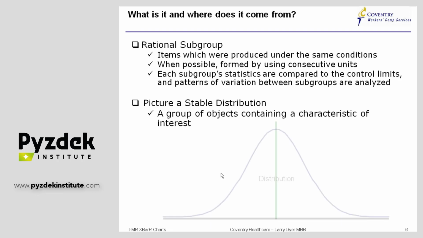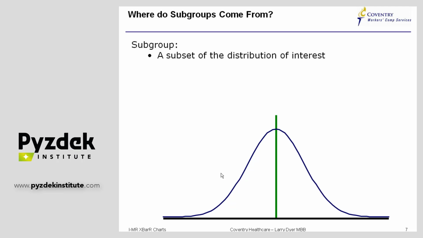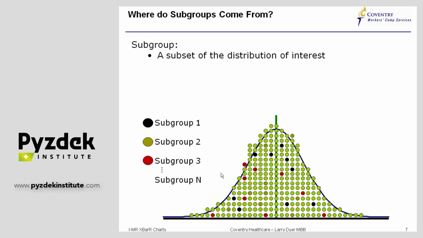So if you look at a stable distribution, and this distribution is made up of individual readings, you can see you have one subgroup that's black, and those readings occur all over this distribution, but they are occurring in a time-ordered sequence, so they're occurring sequentially. But the readings can come from anywhere in the distribution. So that's where rational subgroups come from.